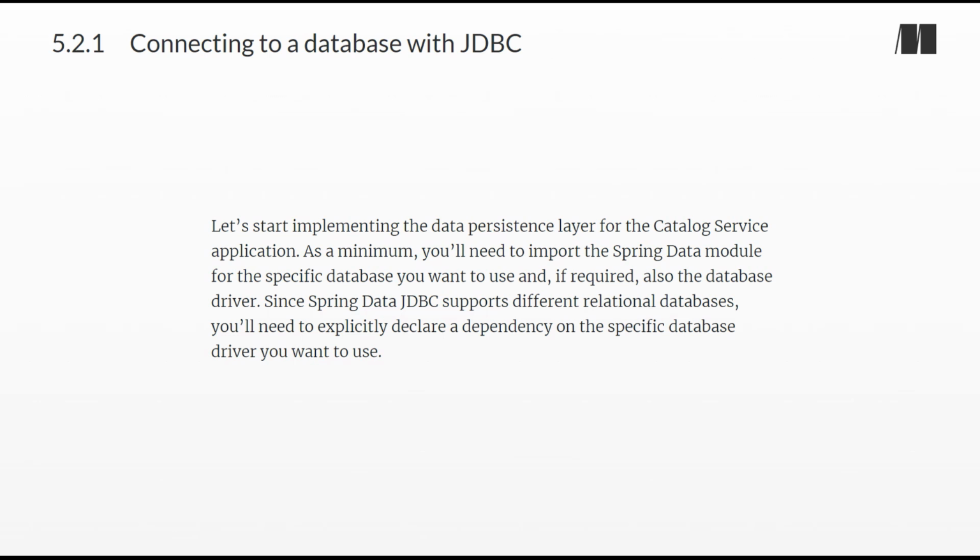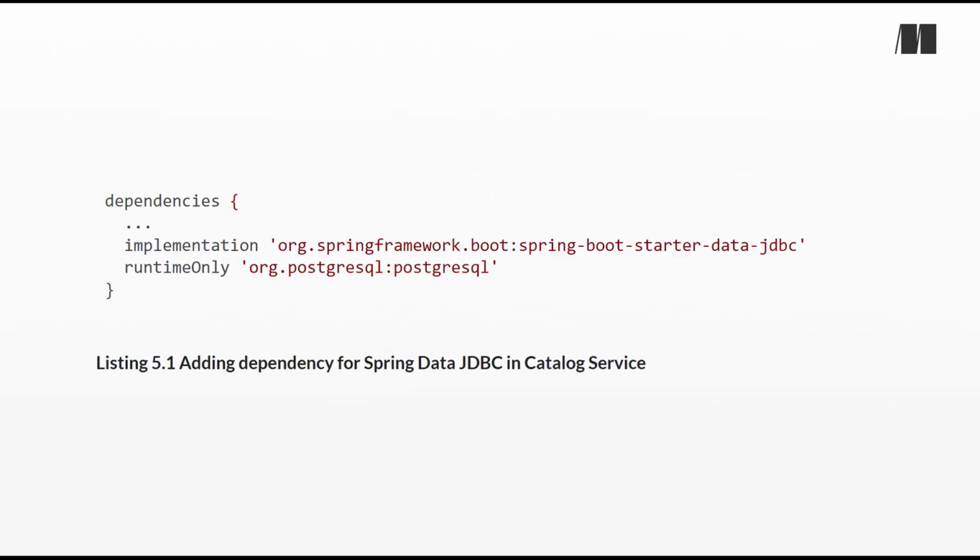Since Spring Data JDBC supports different relational databases, you'll need to explicitly declare a dependency on the specific database driver you want to use. You can add the two new dependencies to the build.gradle file for the Catalog Service project. Remember to refresh or re-import the Gradle dependencies after the new addition. Listing 5.1, Adding dependency for Spring Data JDBC in Catalog Service.